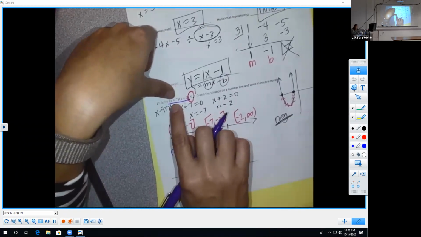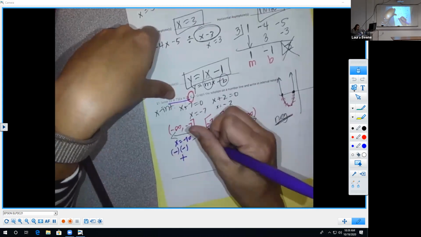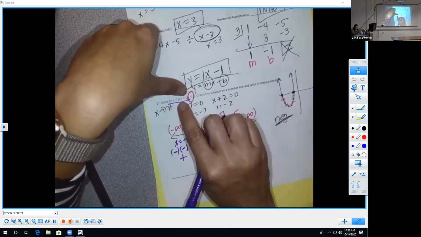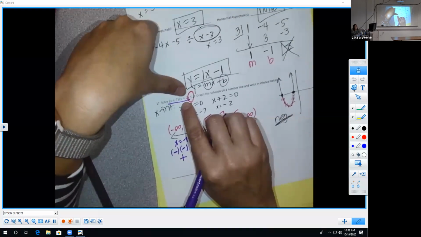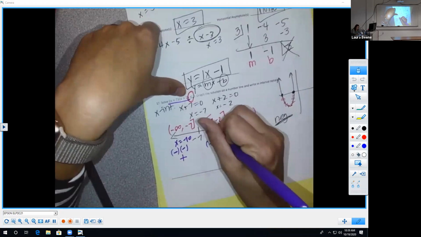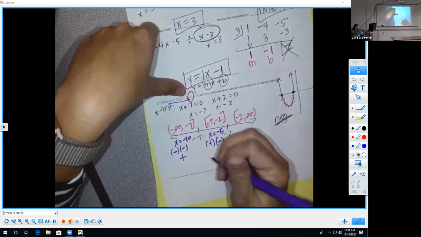When I plug in -5 to x plus 7, is it a positive or a negative number? Positive 2. It's actually positive 2, but just a positive number. When I plug in -5 here, -5 plus 2, is that a positive or a negative number? It's a -3, a negative number. What is a positive number times a negative number? It's a negative number.